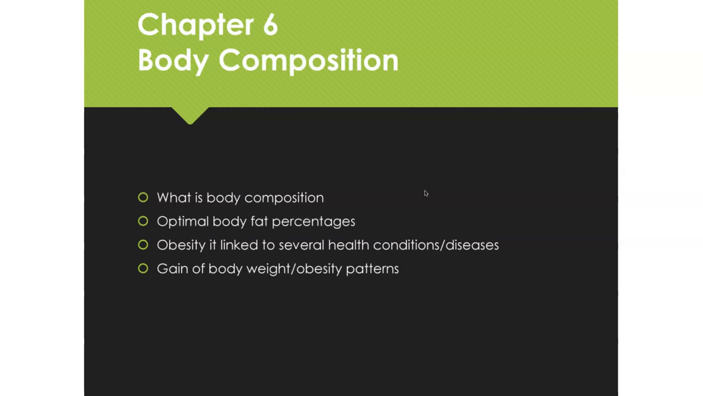For chapter 6, this is body composition. What is body composition, or how is it defined? The definition is the relative amounts of fat and fat-free tissues, which include your bone, muscle, and organs in your body. And remember that it is always shown as a percentage.